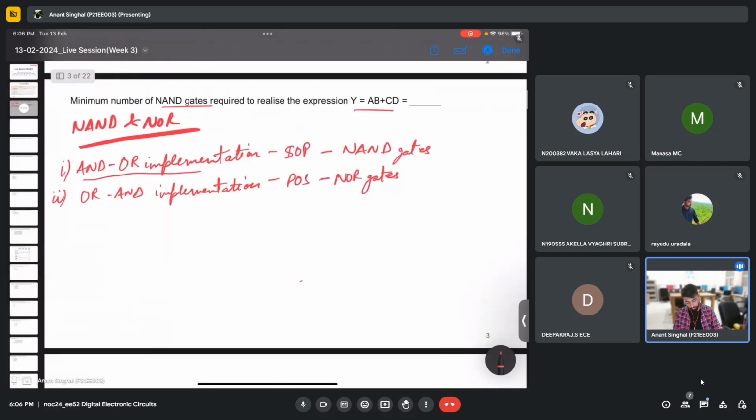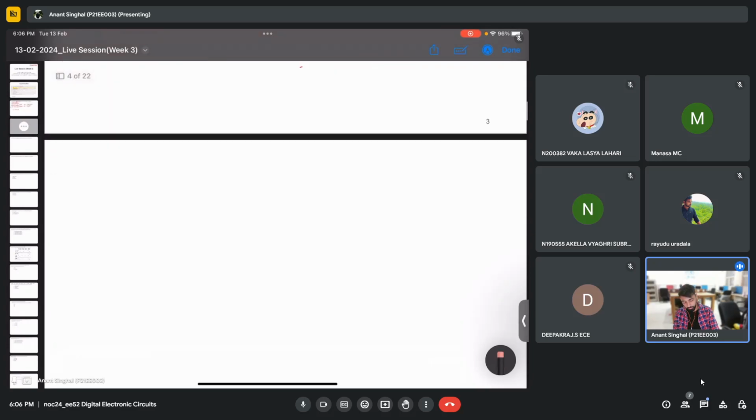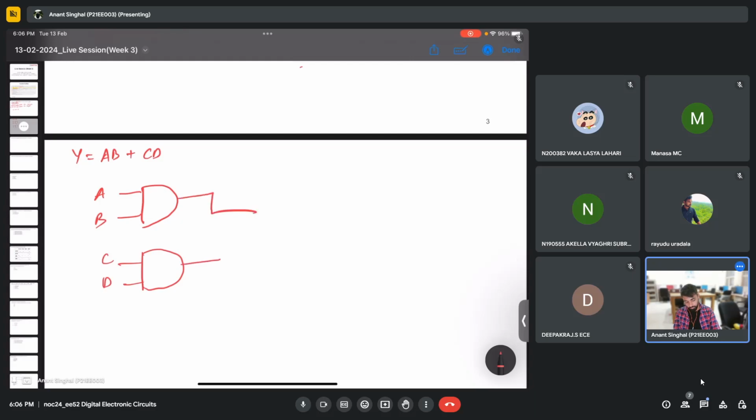We had a function which is AB plus CD, and we wanted to know the minimum number of NAND gates required to realize this expression. Let me give you a brief example here. If I make the basic circuit of AB plus CD, we do the AND operation on AB first, and we do CD. Ultimately, we do the OR operation. So this Y will be nothing but AB plus CD.